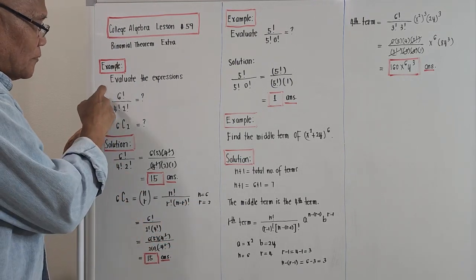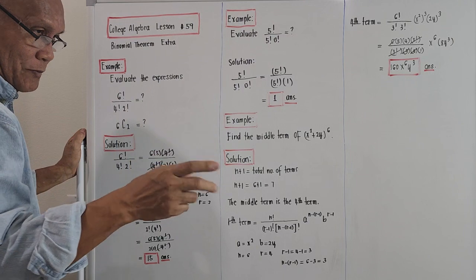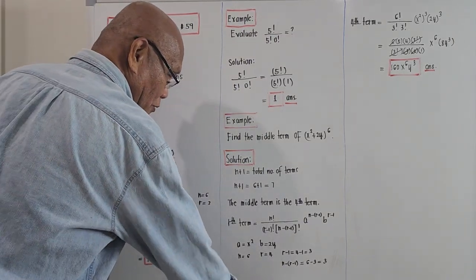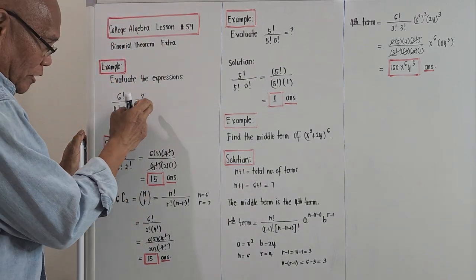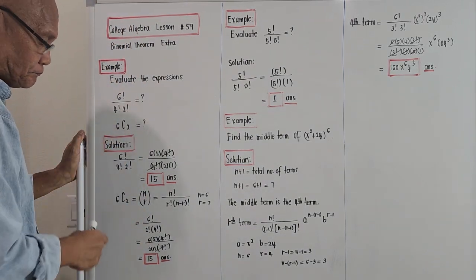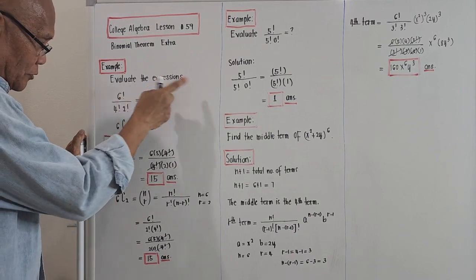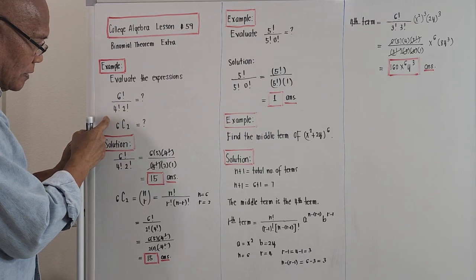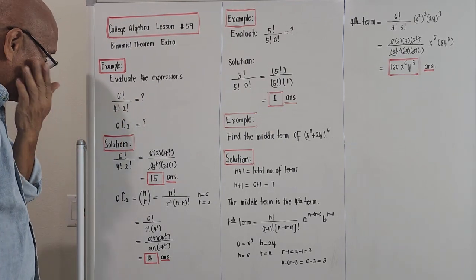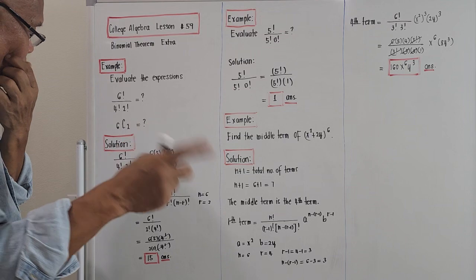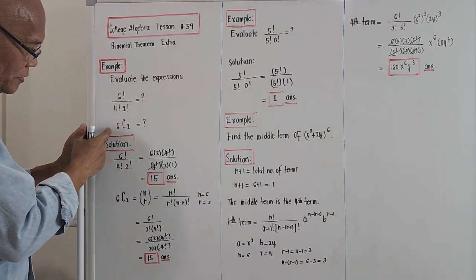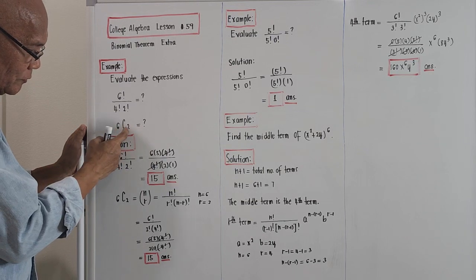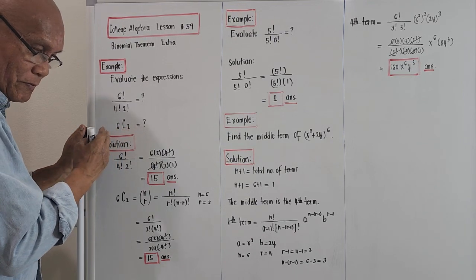Evaluate the expressions. We are given two expressions. The solution is just short, so I will give you two expressions for example number 1. Evaluate the expression 6 factorial all over 4 factorial times 2 factorial. The next expression is 6 capital C 2, with 6 as the front subscript and 2 as the back subscript.